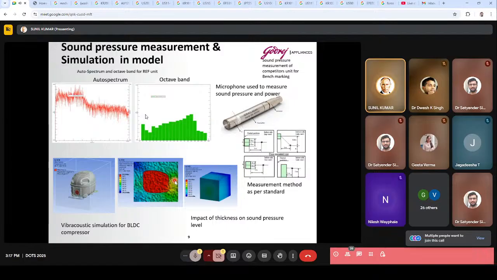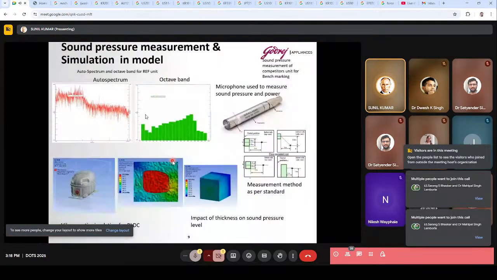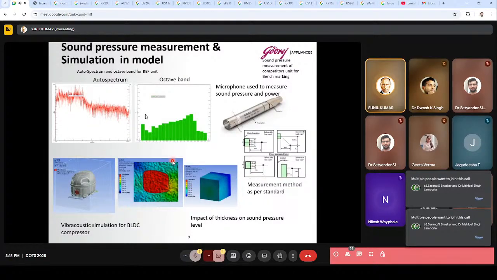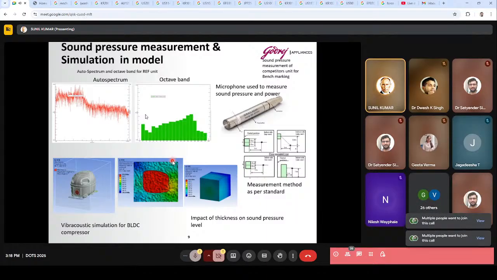The distance is mostly as per standard ISO 3740. It should be 1 meter from the center of the compressor. So what will be the impact on sound if they increase the thickness? So this is one more kind of simulation we can do in ANSYS. It is a modal acoustics, and we can extract the sound pressure level from that. This is an auto spectrum, and we can identify the significant frequencies which are harmful or which can cause disturbance or resonance during actual sound propagation.